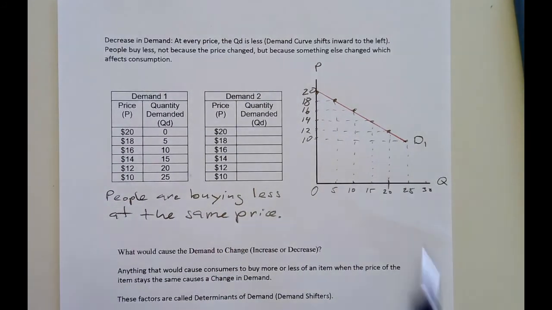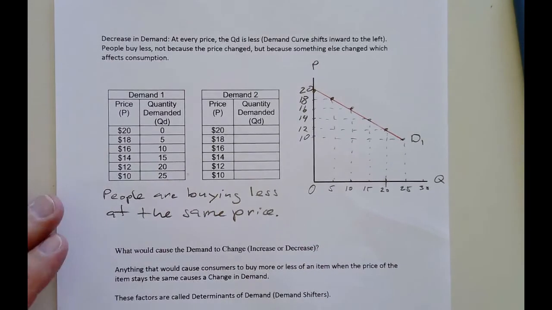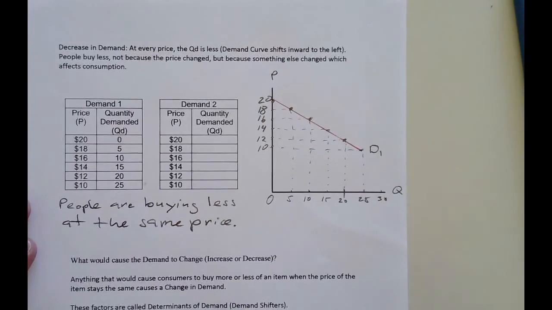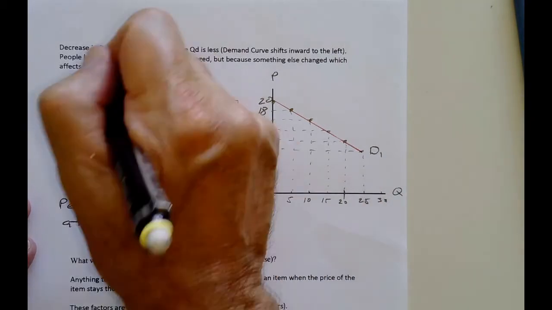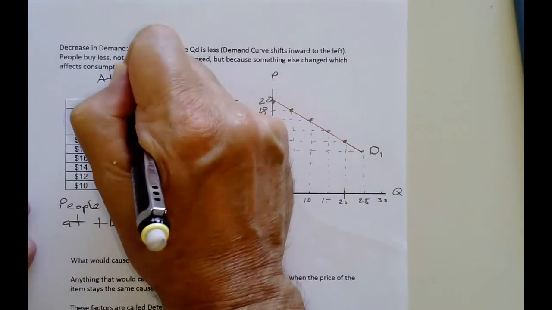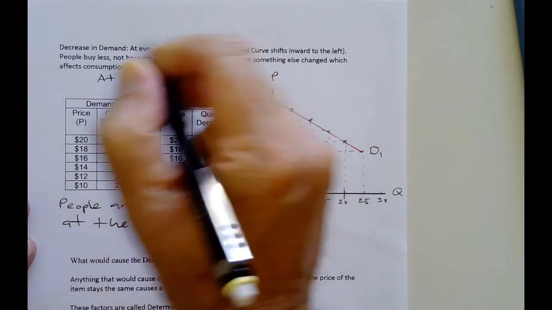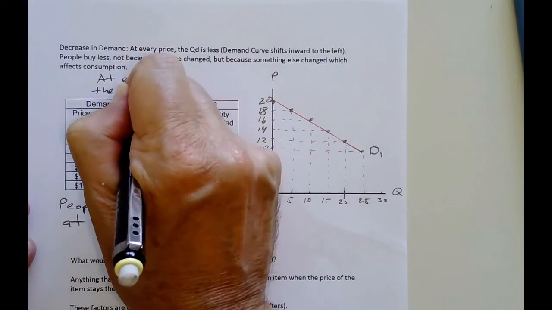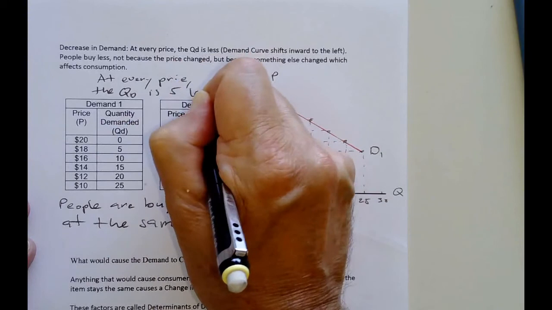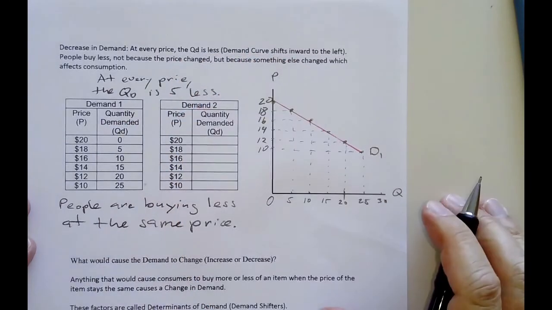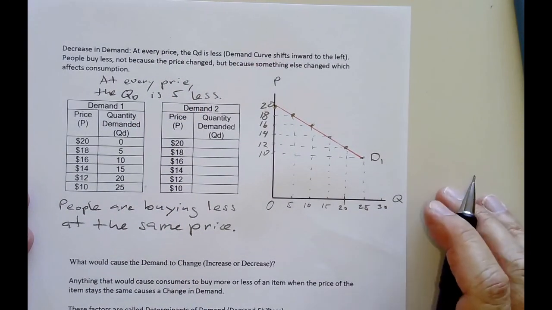So here I already plotted the data from demand D1. This is now plotting the data from demand D2. So here demand is going to decrease. So let's say now at every price, the quantity demanded is, say, 5 less. 5 less of whatever this stuff is. It could be shoes, it could be scarves, it could be hats.